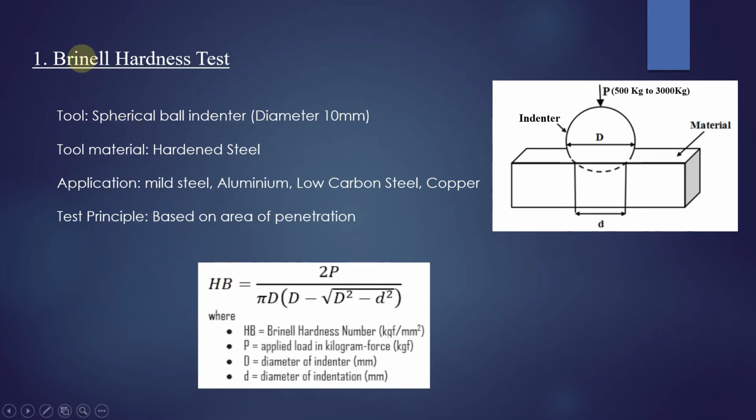And the principle behind the Brinell hardness test is based on area of penetration. Here when the force is applied, this indenter will be penetrating into the material, right? So at that time this indenter makes some impression on the material, and it will have some area. Based upon that area, they will be calculating the Brinell hardness number. Okay, and P means the applied load, D means the diameter of the indenter, and small d means the diameter of the indentation.